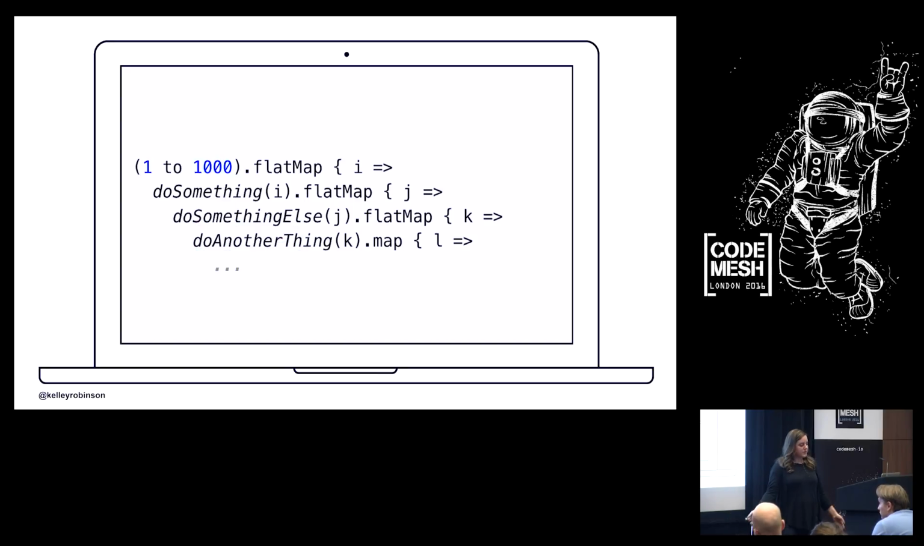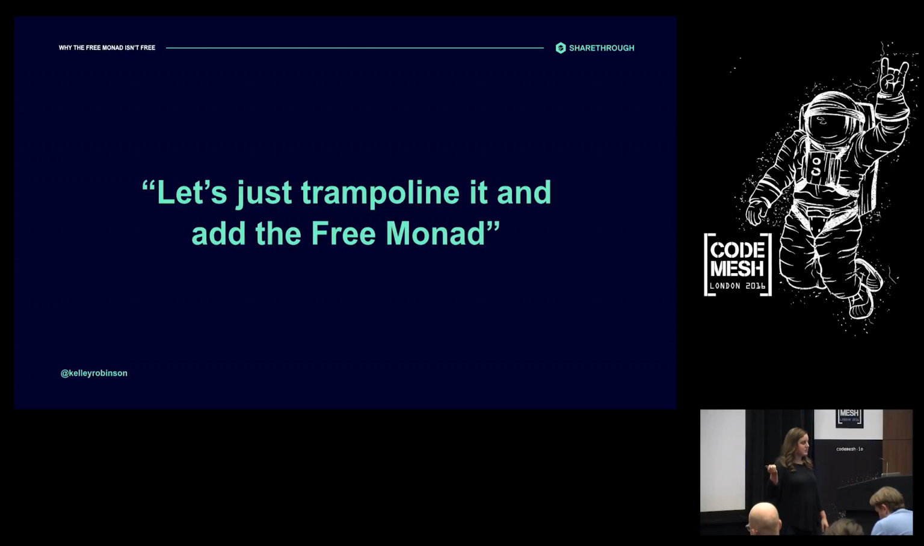And then you can think about something like this and use your imagination for what these do something functions do. They could be doing some kind of I/O, or they could be adding another 1,000 function calls to the stack. But in the course of your programs, things are going to start to look like this. Every function in the monadic context is going to be added to the stack. So remember my coworker? Let's just trampoline it and add the free monad. So when we talk about trampolining, we talk about wanting to express all of the control flow, all of the function passing, all of the chained functions in a loop instead of putting additional functions on the stack.